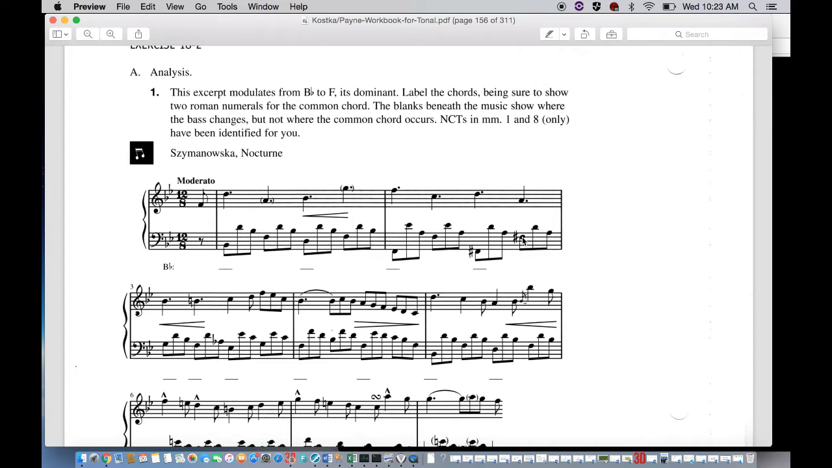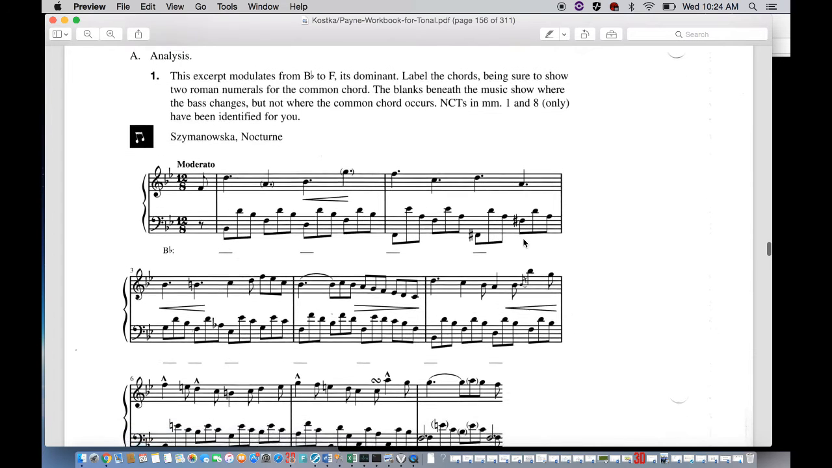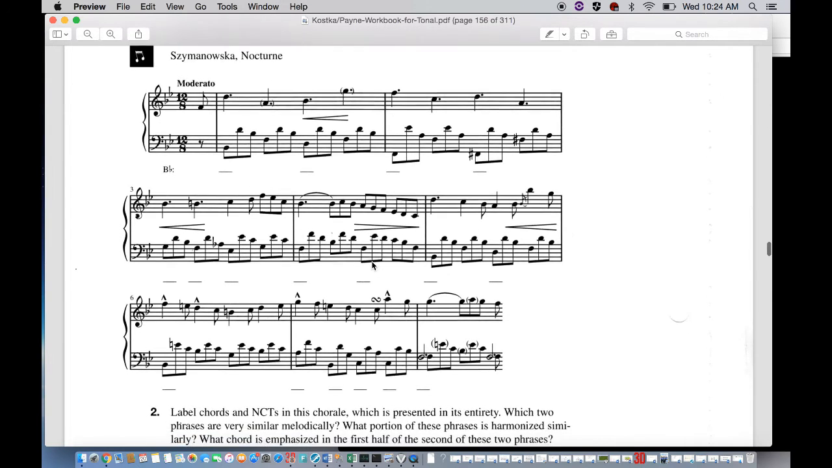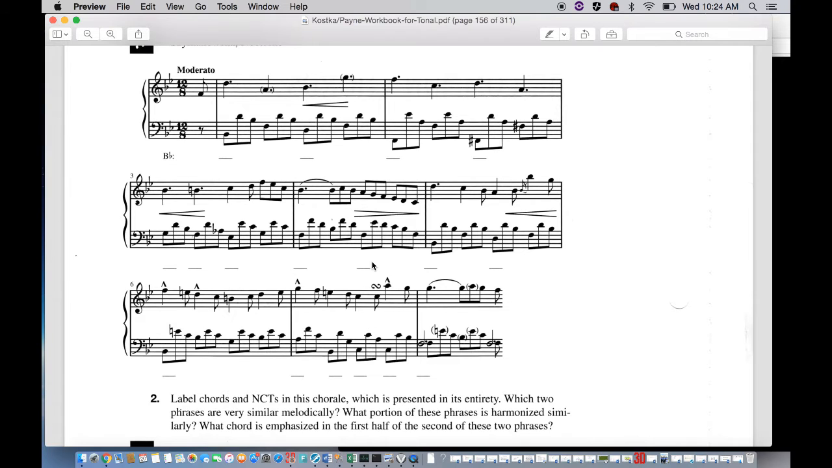So if I'm looking for where it actually modulates, these F sharps here don't help me, because that's not indicating that I'm going to be going to the key of F. This B natural does not help me. The A flat does not help me to go to the key of F. The only note that helps me find out where we go to the key of F is here, the E's.